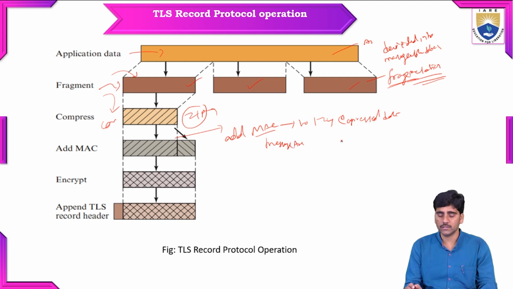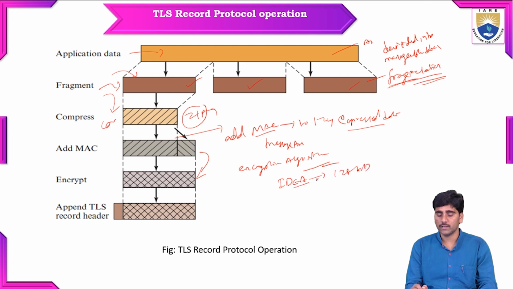Is to be added to this encrypted compressed data. Once the message authentication code is added to this compressed data, it has to be encrypted with some encryption algorithms. So the encryption algorithms have to be used to do this encryption process, depending upon the type of bits.